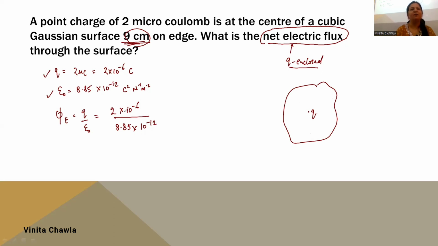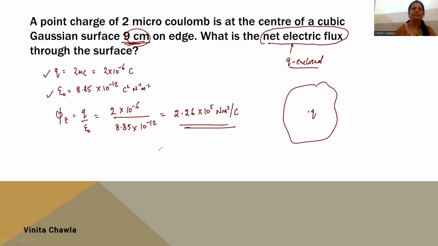So we simply have to put the values and solve it. What will you get? 2.26. Yes, give me the answer. The final answer of this question is 2.26 into 10 to the power 5 Newton meter square C negative 1. Yes, Newton meter square per coulomb. This is the final answer.